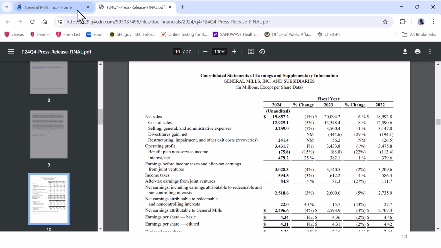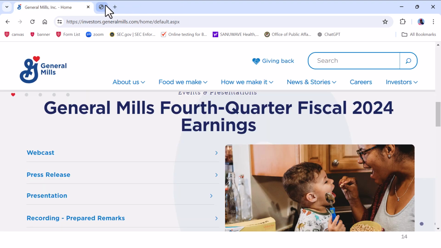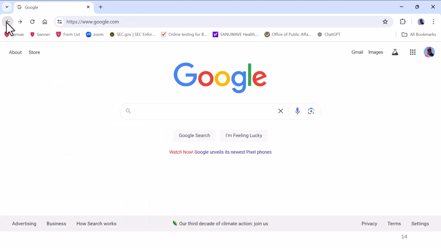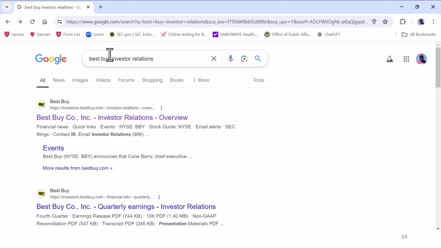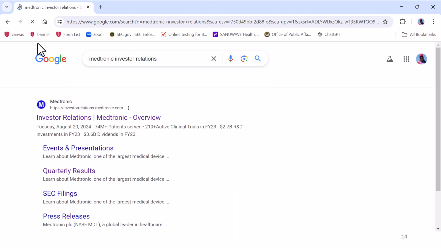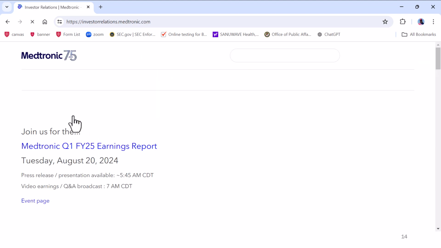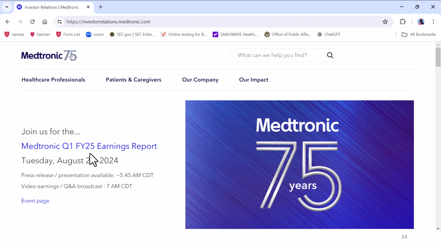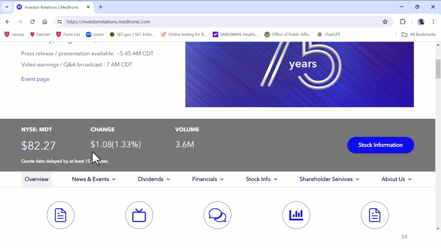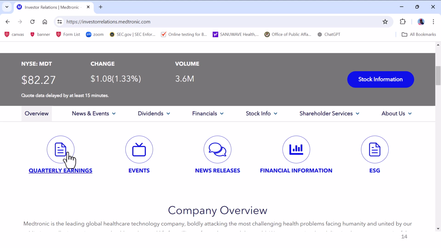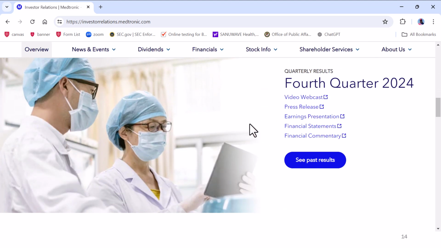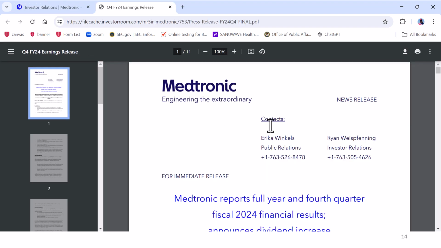Now we'll take a look at Medtronic. I'll get out of this one. Just trying to think, what is it that companies are highlighting? Right? When we think about what ratios we should use. All right, August 20th, we're not quite there. I'm actually pretty close to that one. I'll go down to quarterly earnings, the fourth quarter press release. Medtronic, I think they have an April 30th year end.